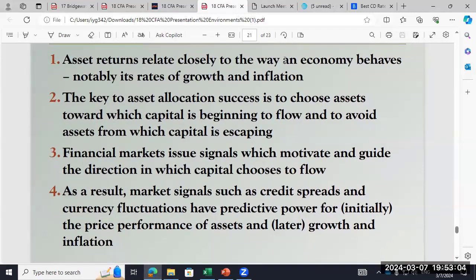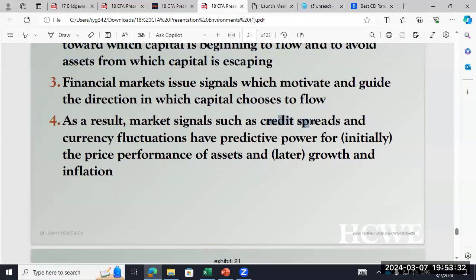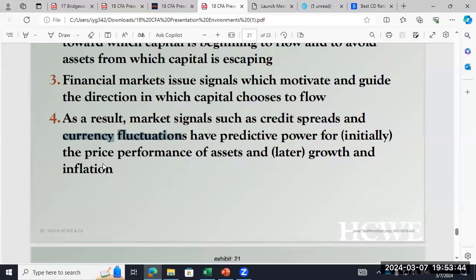Asset returns relate closely to the way an economy behaves, its rates of growth and inflation. The key to asset allocation is to choose assets toward which capital is beginning to flow. So he's saying if you use gold prices and bond spreads, you can decide where to put your money and avoid these major upheavals. Financial markets issue signals which motivate and guide the direction which capital chooses to flow. As a result, market signals such as credit spreads and currency fluctuations, he says currency fluctuations, he really means gold, have predictive power for the price performance of assets and growth and inflation.